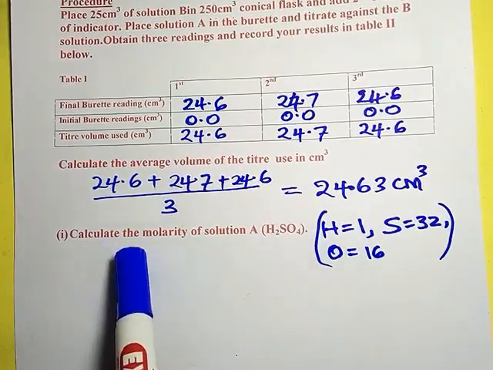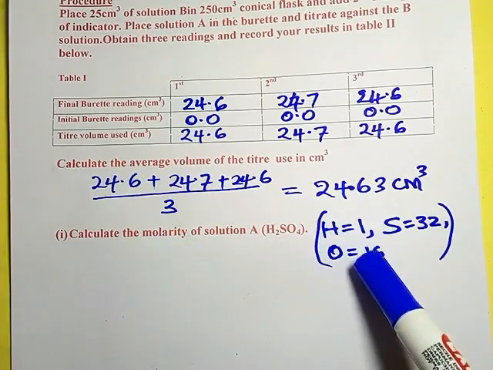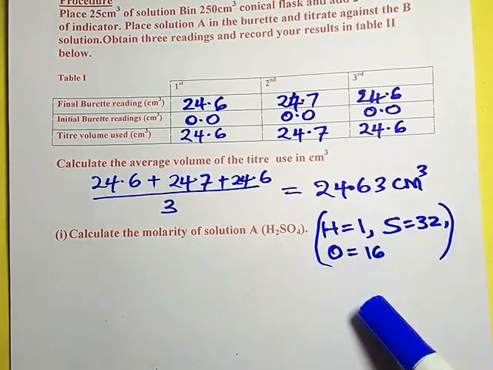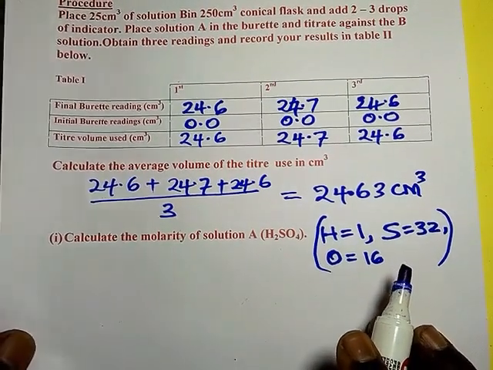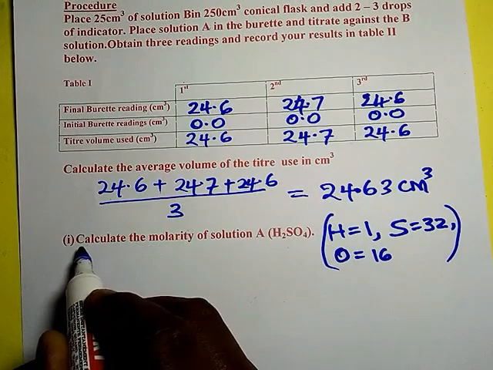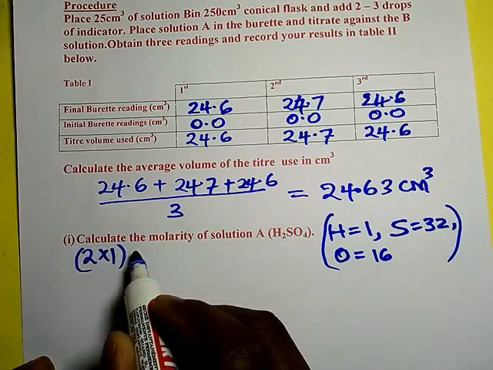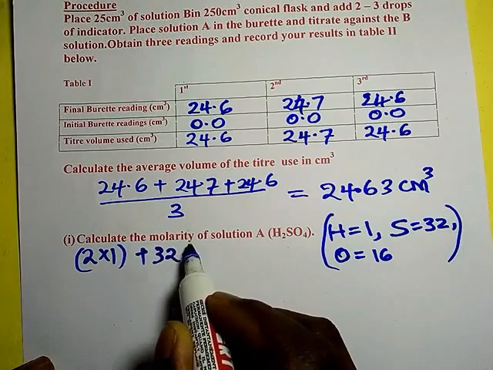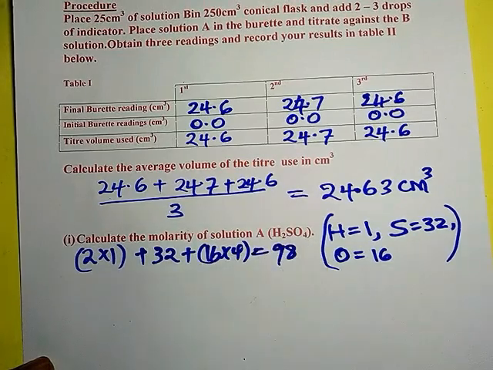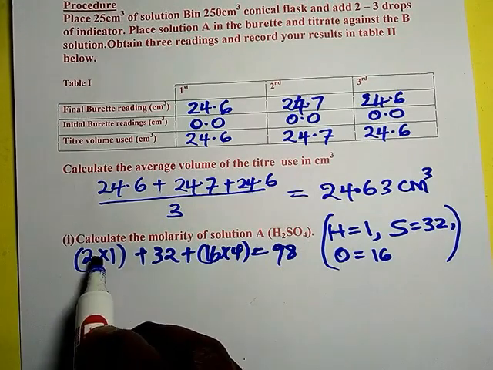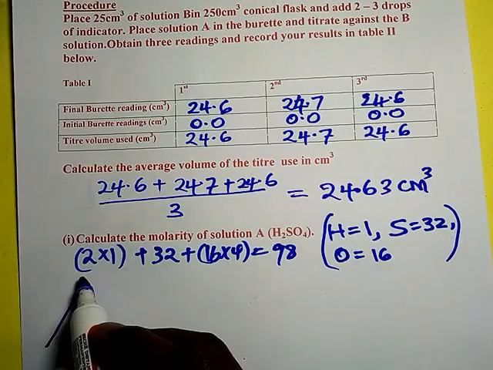Calculate the molarity of solution A, sulfuric acid. We have been given the relative atomic mass of hydrogen, sulfur, and oxygen, meaning that we can get the RFM of sulfuric acid. So first let us get the RFM of sulfuric acid. Hydrogen, it is 2 times 1, plus 32, plus 16 times 4. This one will give us 98 grams. We have asked you to calculate molarity. Always remember this triangle.